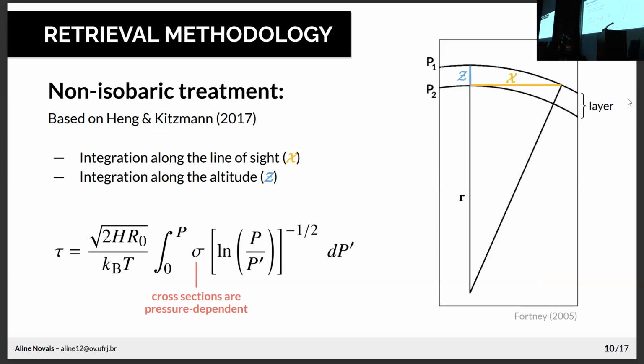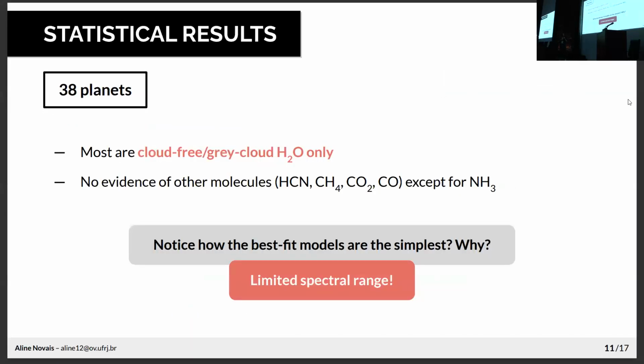Just for you to understand exactly how my non-isobaric treatment works, we're going to analyze the atmosphere in two ways. Basically in the picture, in the horizontal way and in the vertical way. If we're looking at the planet, we're going to see the transit chord and we're going to see the altitude. So we are developing the code based on two different measurements. And also the opacities that I just told you about are going to be pressure dependent from now on. So we're going to see how important that is.